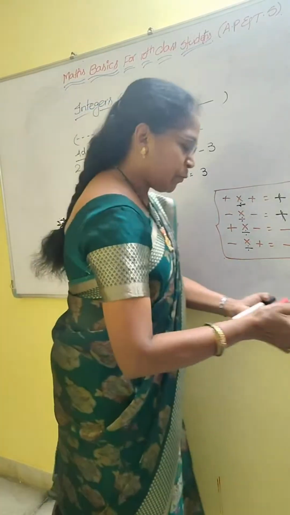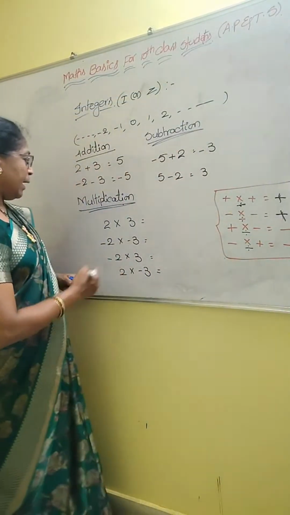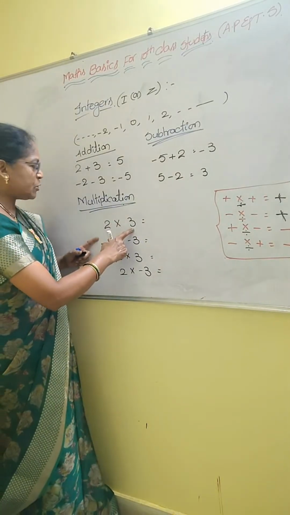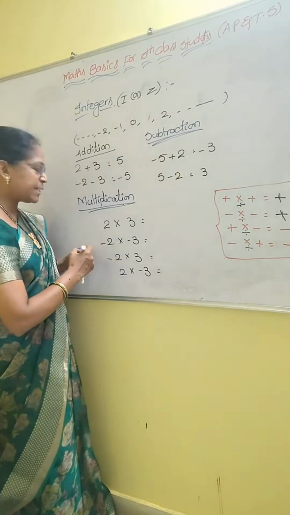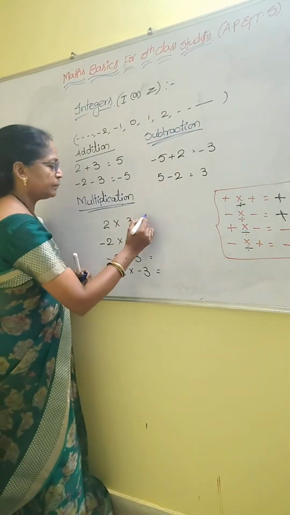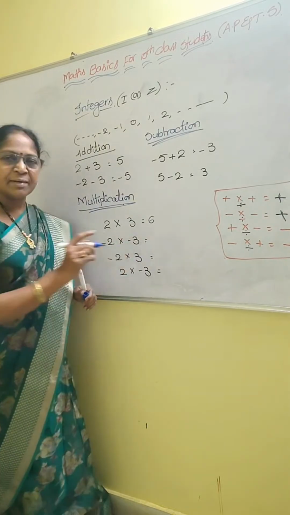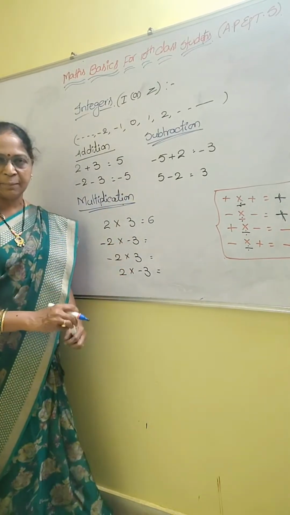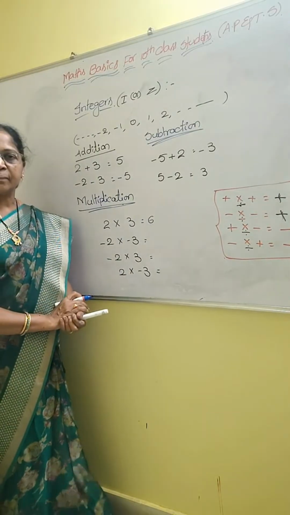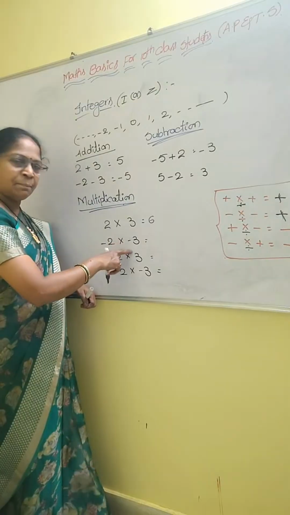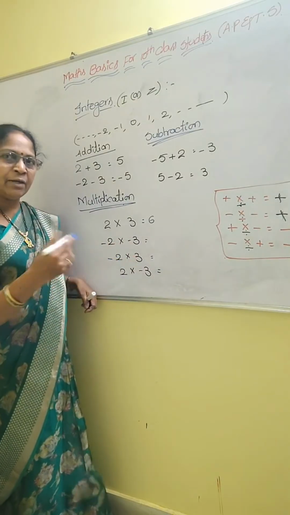In this next one, see here. Just we will write multiplication, 2 into 3. That equal to how much will you get? 2 3 is 6 you will get. Like that 2 into 3. Here also 2 3. Whenever you are multiplying the integers, first multiply the symbols, next the numbers. Anyone can do it.